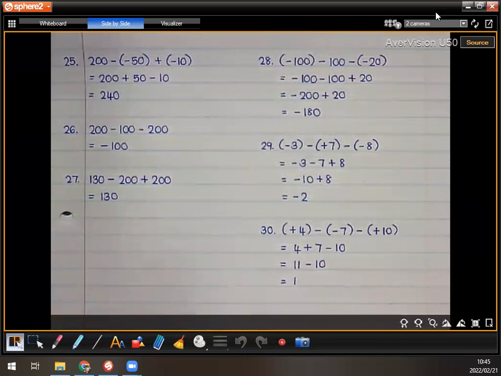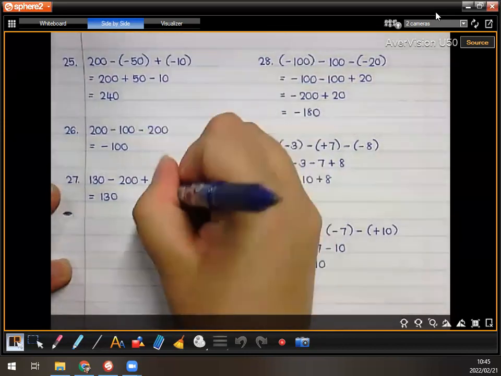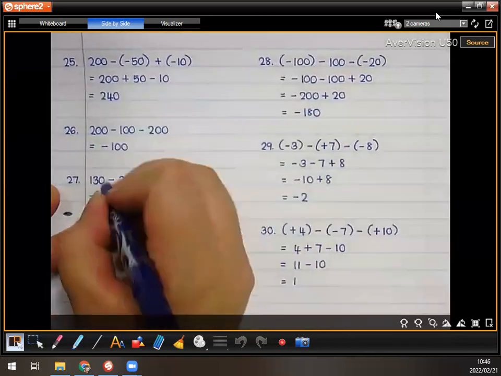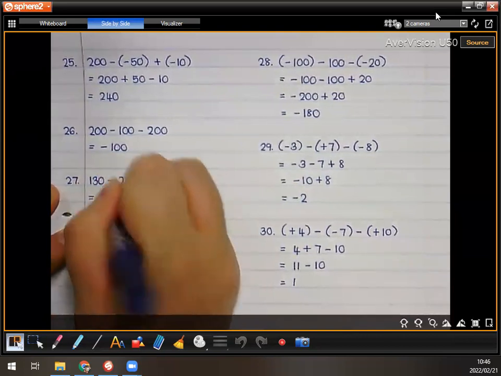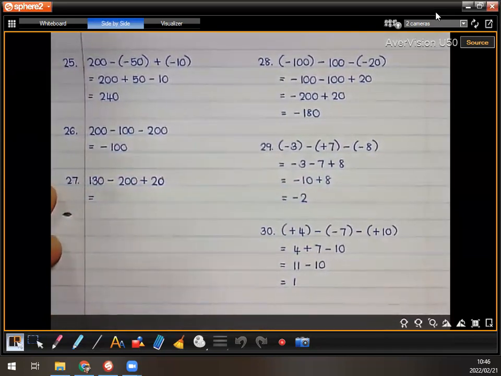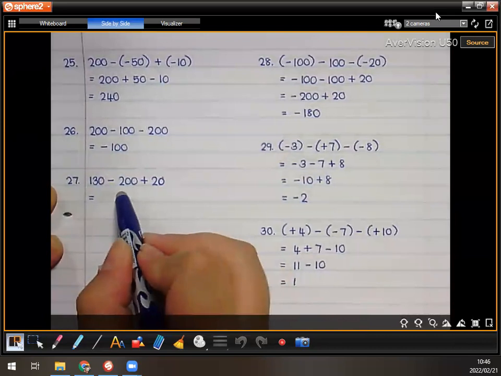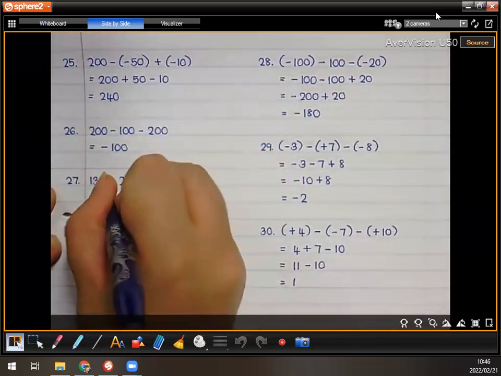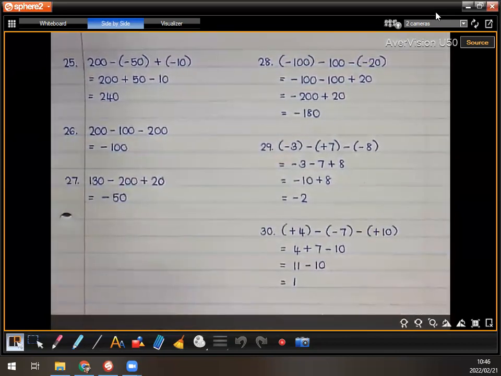27, 150 plus 20. Here we go, sorry about that. Okay, so let's see, what is that answer then, guys? What is 150 minus 200? Negative 70, right? And then what's negative 70 plus 20? Negative 50. Okay, let's check the others quickly. Yeah, here is fine for me.